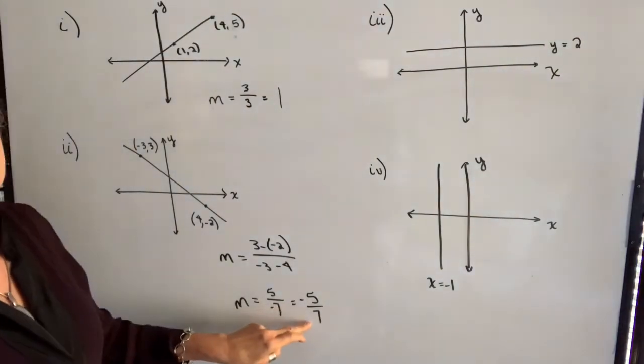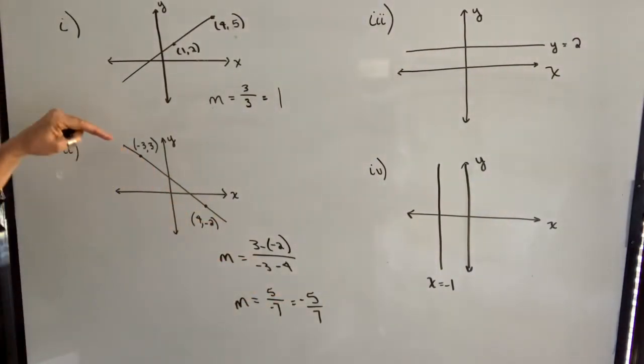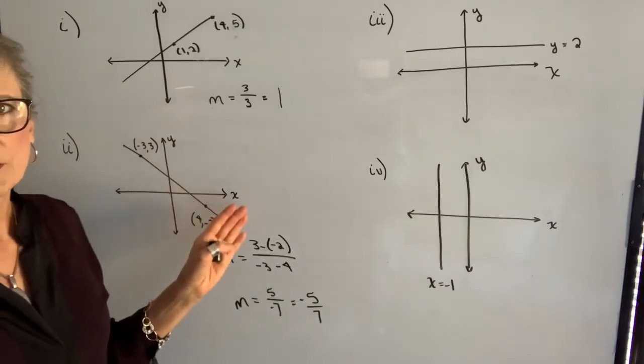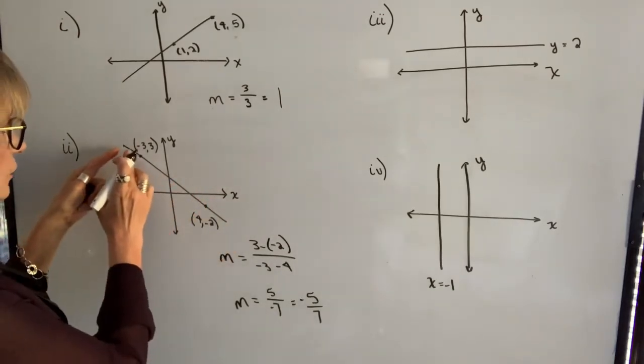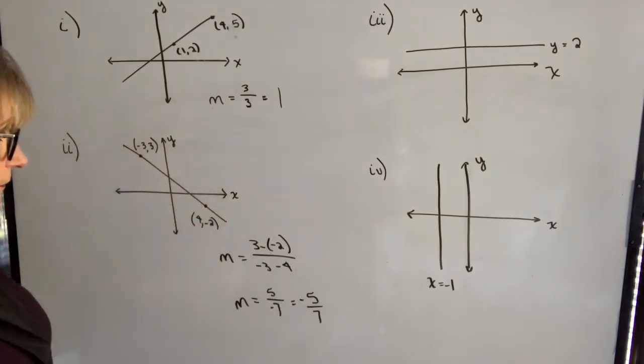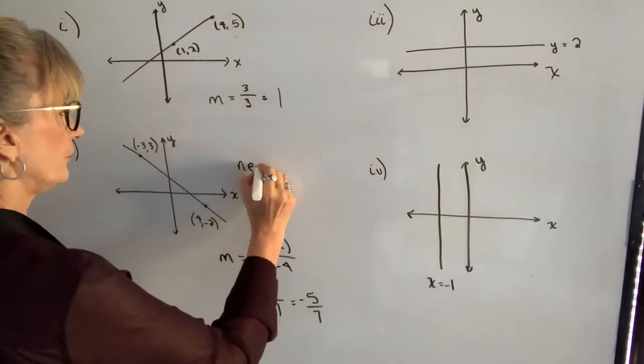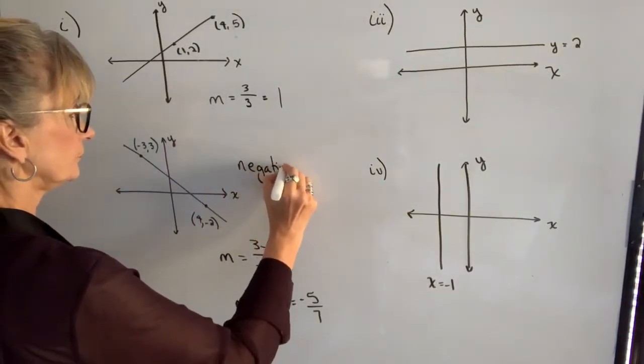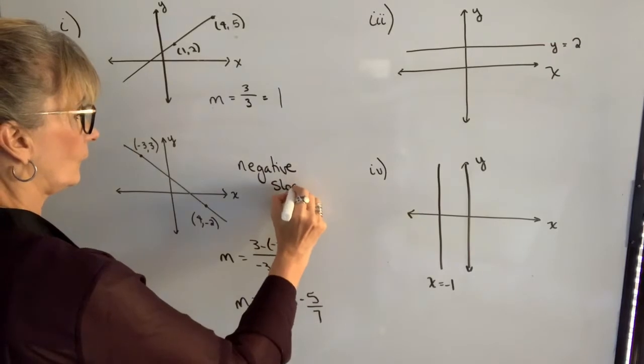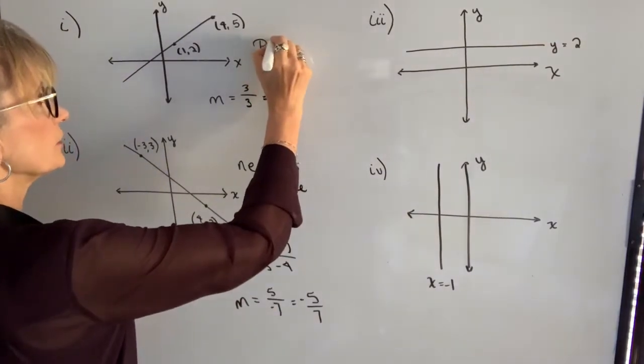This is a negative slope, and that's what's going to happen when you have a line going down as you move left to right. In other words, the y values decrease as you move left to right. So this is a negative slope line. This one is a positive slope.